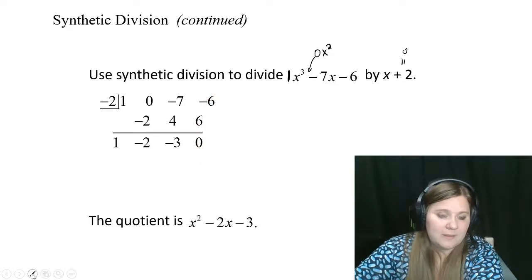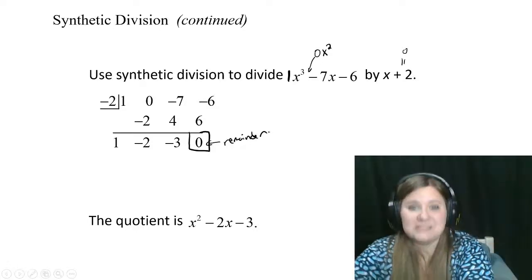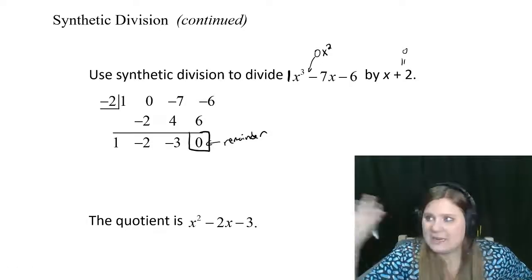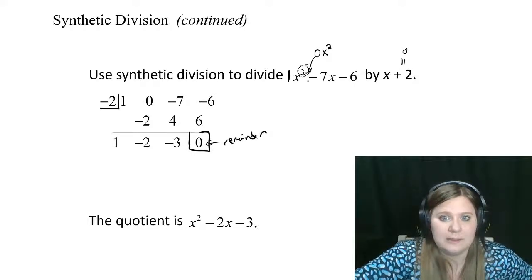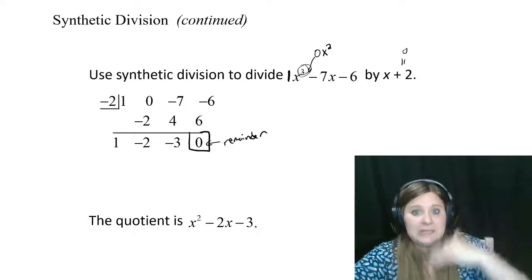Now, that means this is the remainder. That means the remainder is 0. There is no remainder. My original thing that I had was a cubic. It had a degree of 3, x cubed. Okay? So my answer is going to be a degree 2. It's always going to be 1 less.